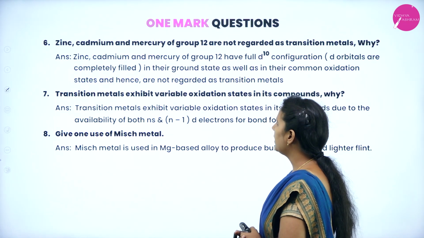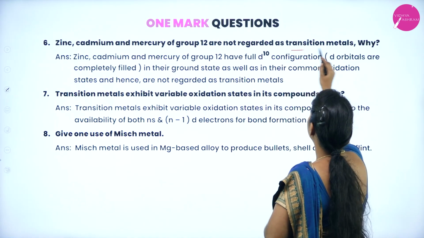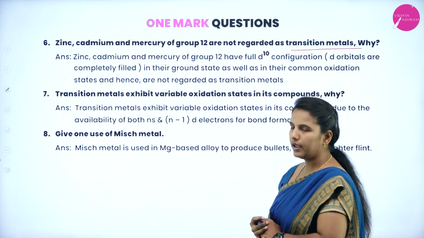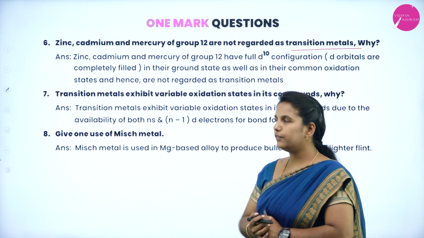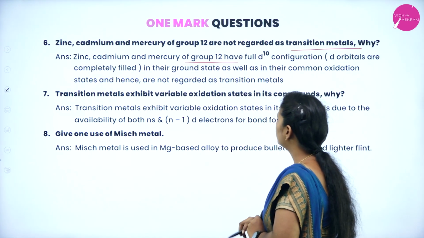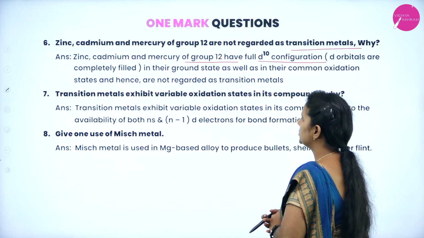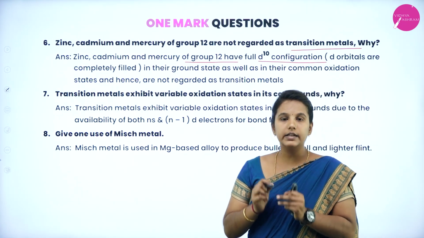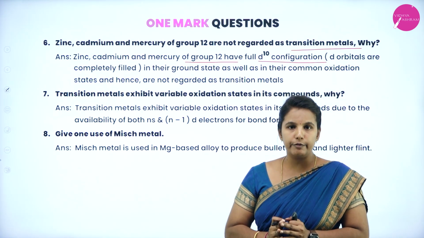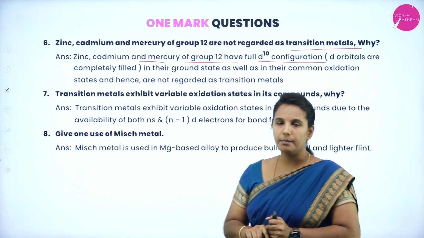Zinc, cadmium and mercury of group 12 are not regarded as transition metals. Why? You need to say the reason for this. Zinc, cadmium and mercury of group 12 have full d10 configurations, which means their d orbitals are completely filled. In which elements? In zinc, cadmium as well as in mercury.